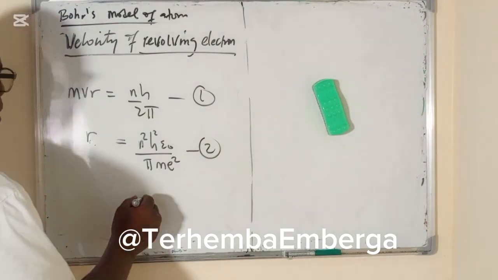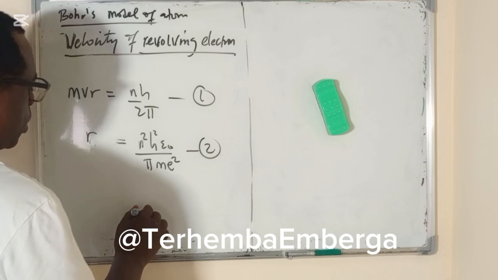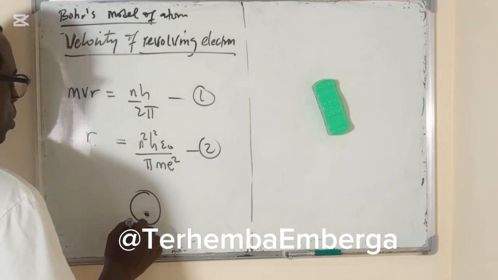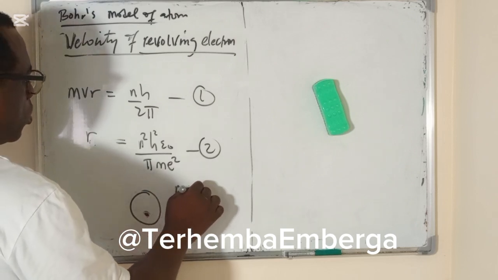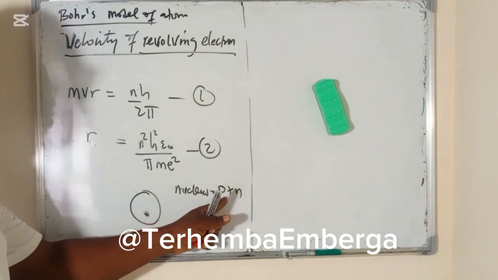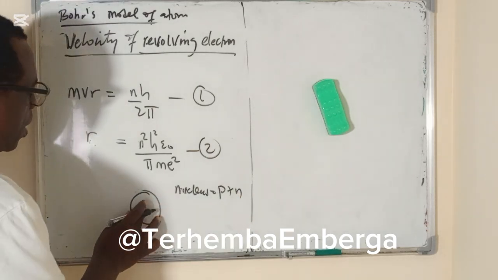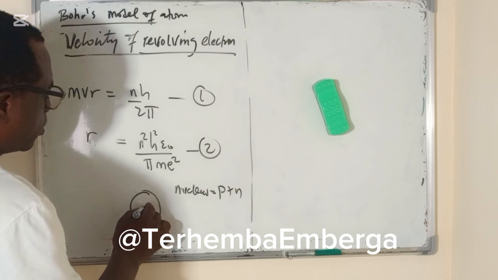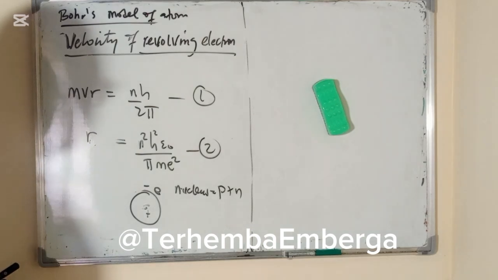We know that if this is the atom, it has a nucleus, and we know that the nucleus is a combination of proton and neutron. And we know that proton is positively charged, neutron has no charge. So it means that the nucleus is positively charged, while the electron moving around the orbit is negatively charged. And that is the velocity of that revolving electron that we want to calculate.